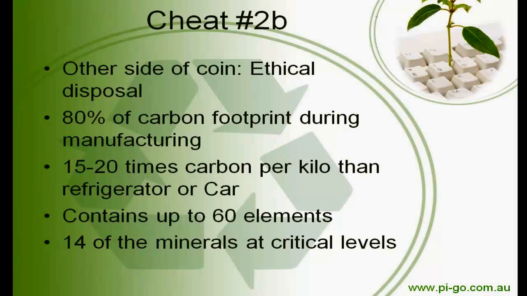A lot of people say, well, okay, so what? But if you compare that to a fridge or a car, it's 15 to 20 times more carbon per kilo is used in the manufacturing of ICT equipment than a refrigerator or a car. It contains up to 60 different elements, and 14 of those minerals are at critical levels. They're also quite toxic, so you don't wish to just dispose of them quite easily.